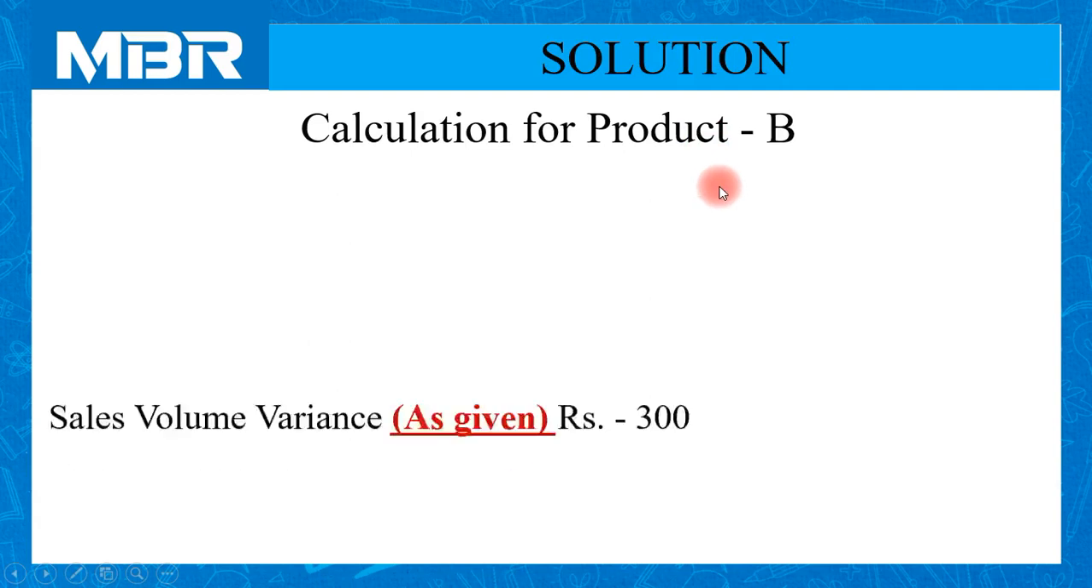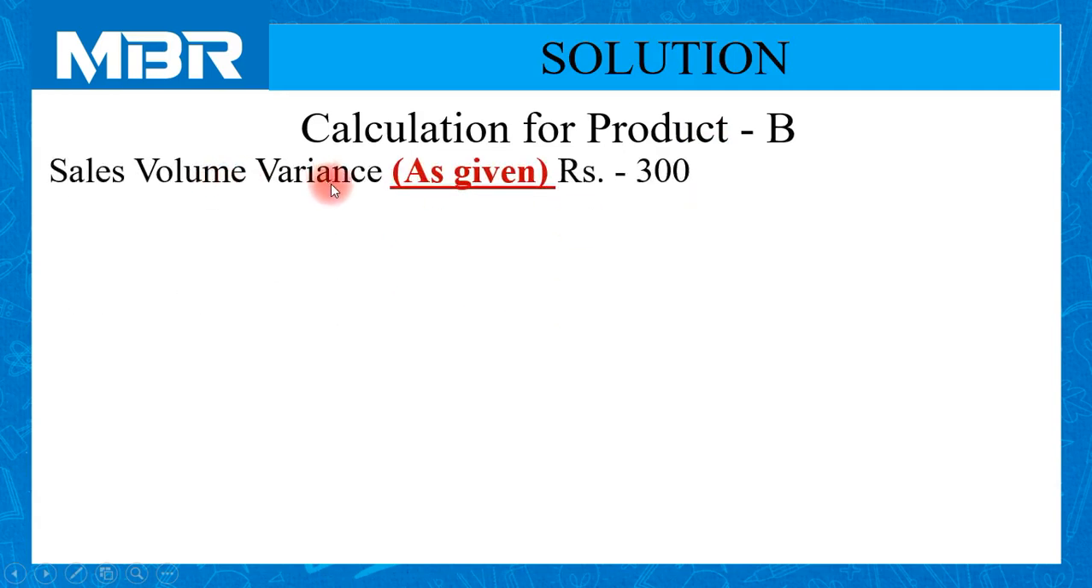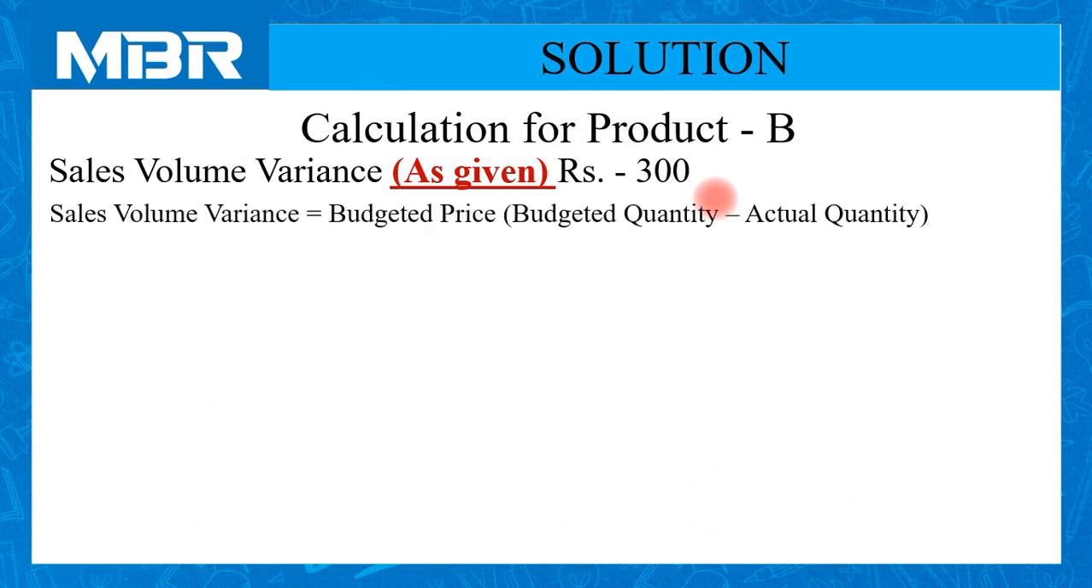Calculation for product B. Information of sales volume variance is given by the examiner in the question. It is rupees 300 minus. We all know the formula of sales volume variance. Sales volume variance equals budgeted price into bracket budgeted quantity minus actual quantity. We have information of sales volume variance, budgeted price and actual quantity. And the only information missing in this formula is budgeted quantity.